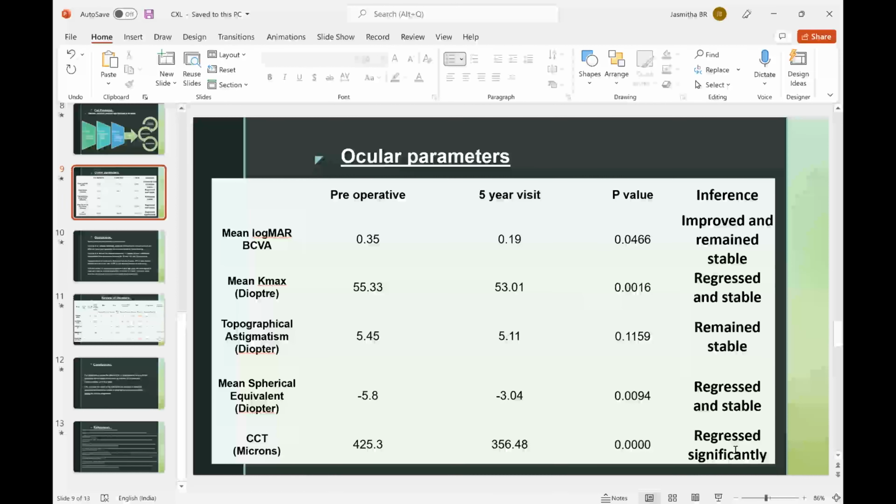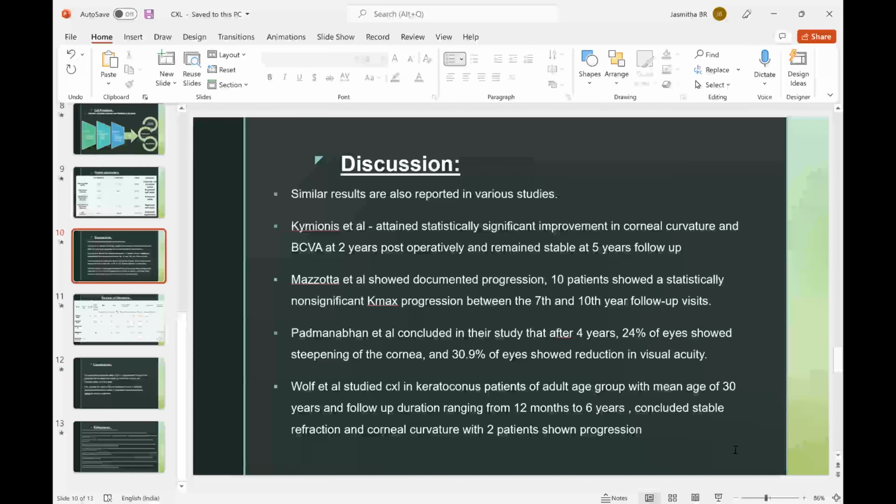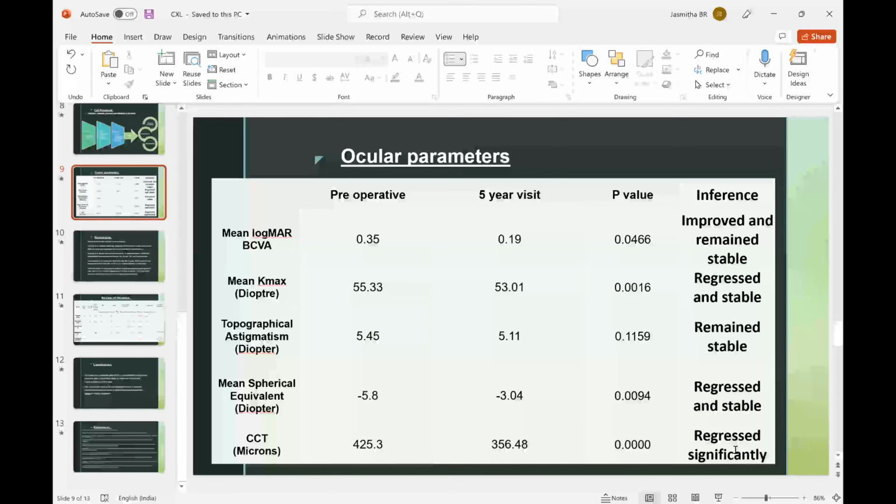Okay. What I meant was, did that patient require repeat C3R? No, sir. That patient did not require C3R, as the Kmax remained stable up to 5 years, sir. Okay. Did your study look into visual rehabilitation also? Yes, sir. Visual acuity. Most of the patients.